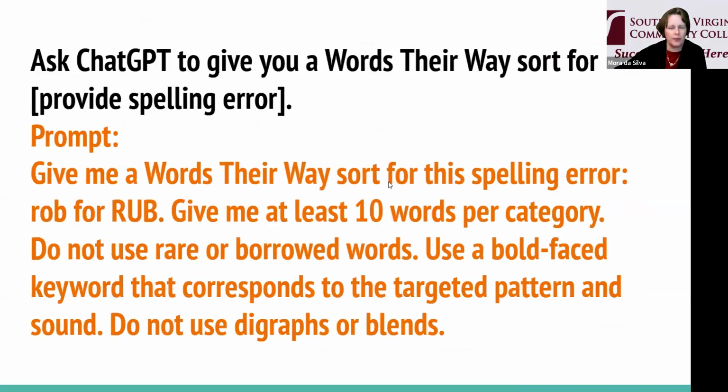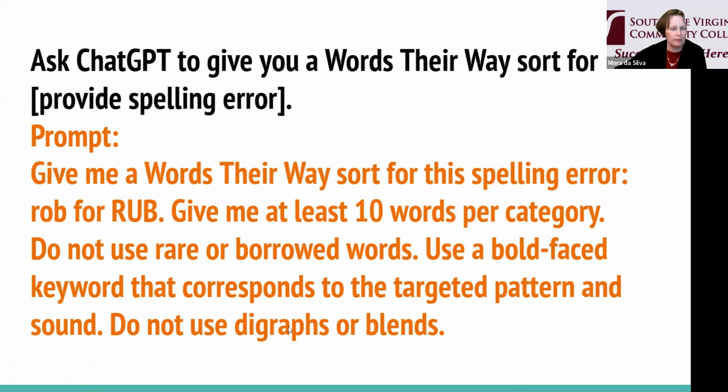So this is the prompt that I gave ChatGPT. I asked ChatGPT to give you a words-their-way sort, and then you provide the spelling error. So here's the prompt: Give me a words-their-way sort for this spelling error, rob for rub. Give me at least 10 words per category. Do not use rare or borrowed words. Use a bold-faced keyword that corresponds to the targeted pattern and sound. Do not use digraphs or blends.